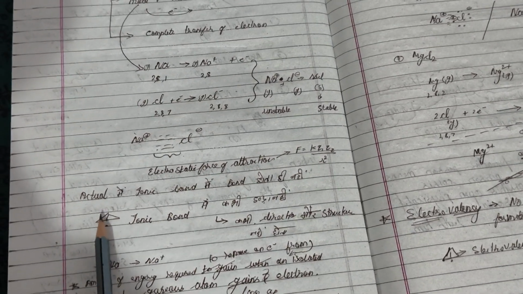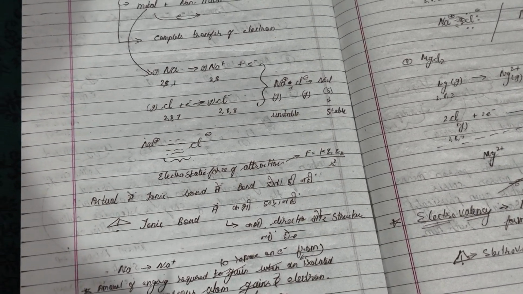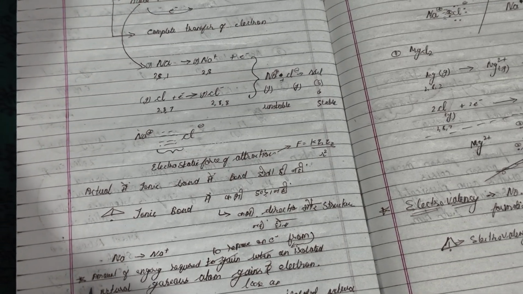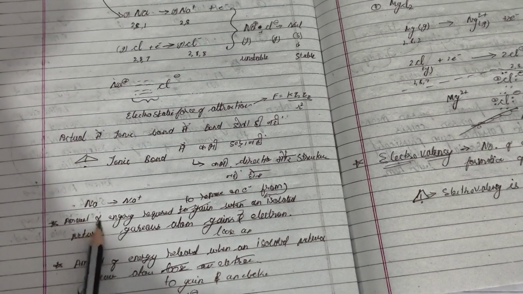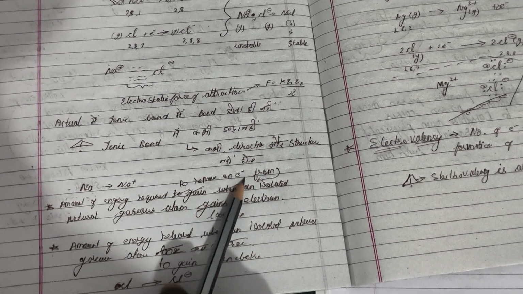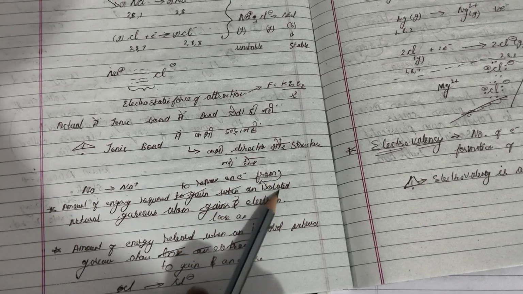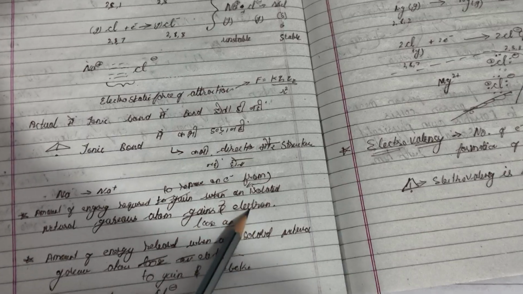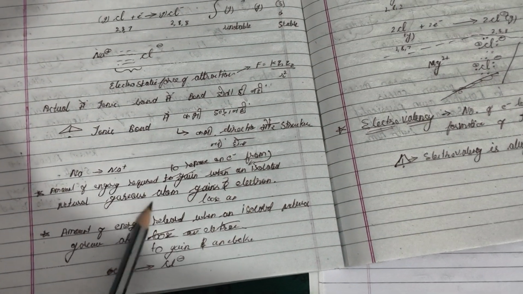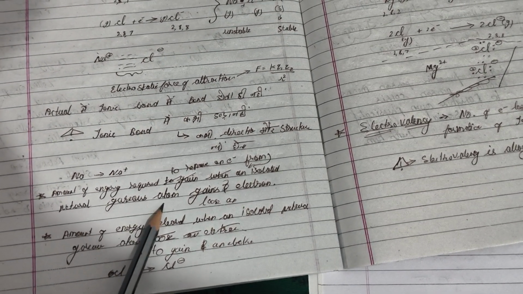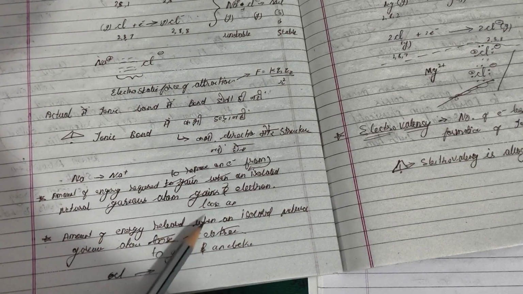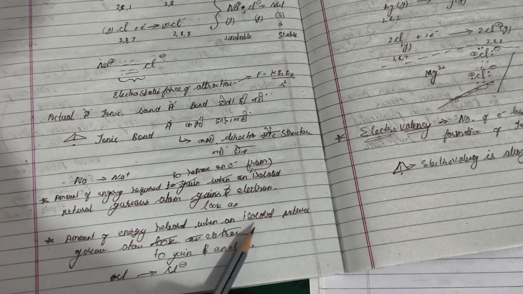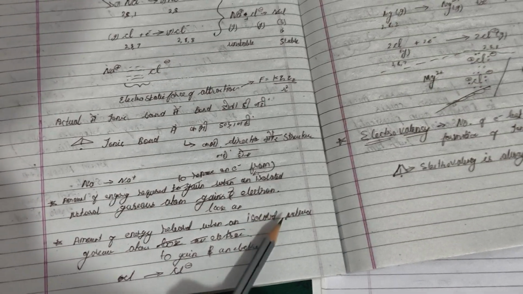Next topic we should learn. The amount of energy required to remove an electron from an isolated neutral gaseous atom is called ionization energy, while the amount of energy released when an isolated atom gains an electron is called electron affinity.